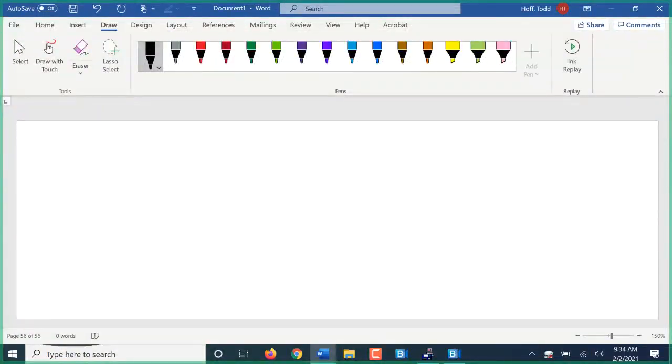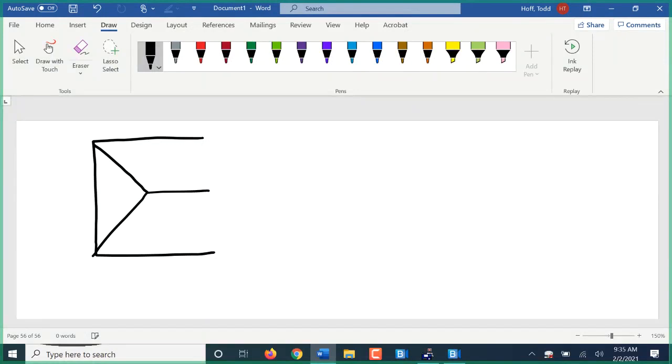Okay, so I want to do a couple of the problems off of the worksheet from yesterday just to make sure people are doing okay with it. So I'm going to start off with problem number 2.